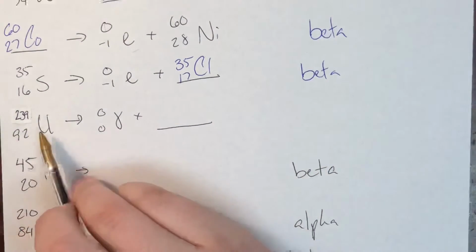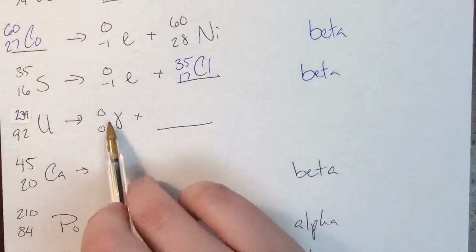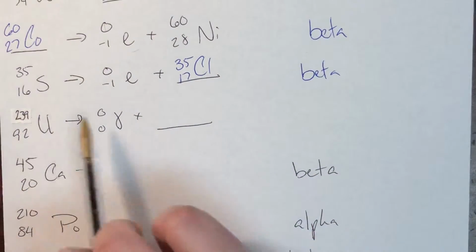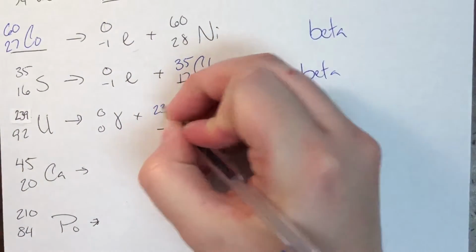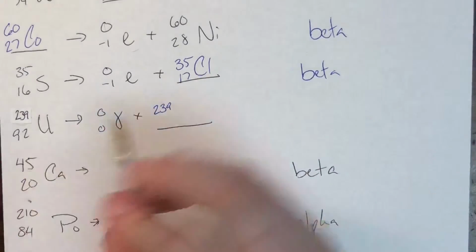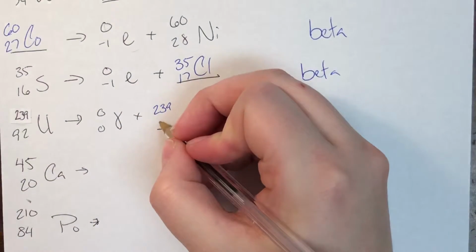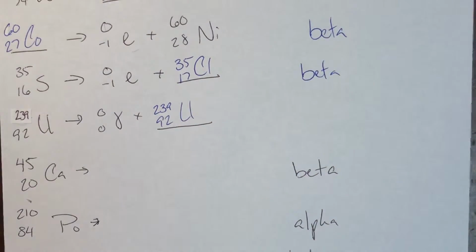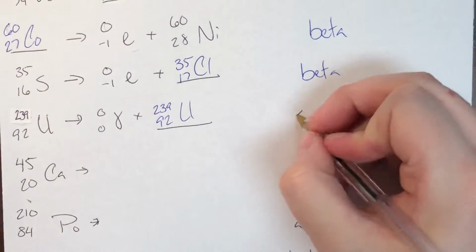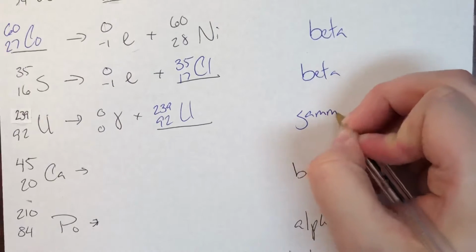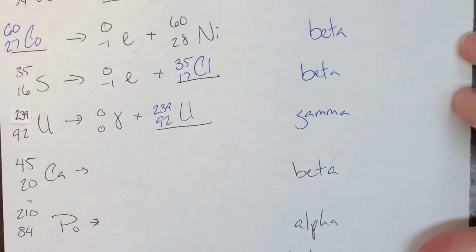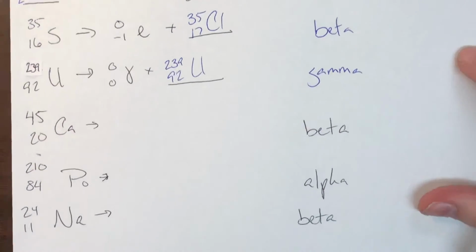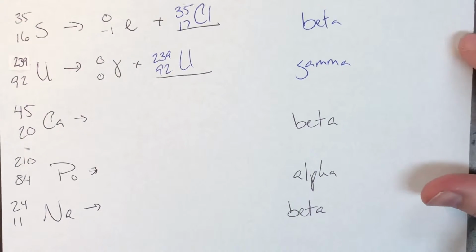So the next one we have uranium-239. It's going to be undergoing gamma decay, which means that my mass is going to remain the same, and my protons are going to remain the same, which would make my actual element be the same. So this is going to be gamma. It doesn't actually change a whole lot, it just releases a lot of energy.